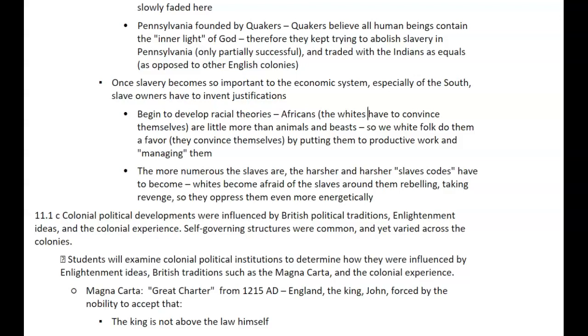They also have to make harsher and harsher slave codes. Why? Because you now have a handful of people in a family living on a plantation surrounded by 500 slaves. If they ever rise up in rebellion, you're cooked. And so their solution to that, quote unquote, is to oppress the slaves even more. And the slave codes become harsher and harsher and harsher.